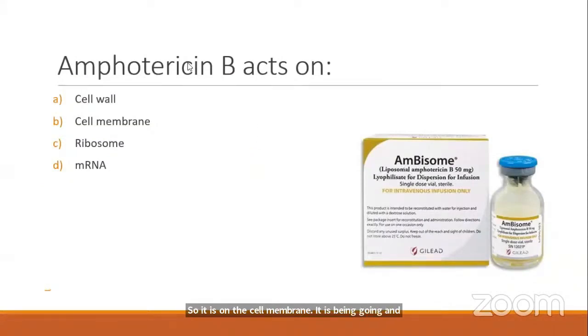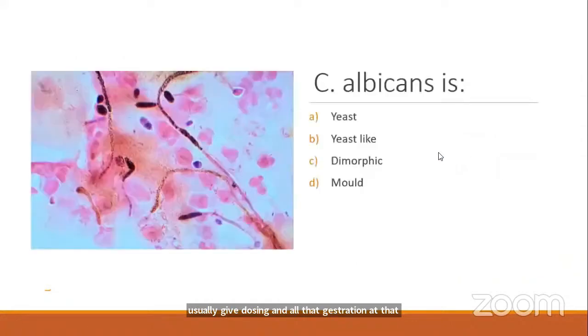Amphotericin B is highly toxic for our kidneys. So we usually give dose adjustment using liposomal components. Okay, so it is called AmBisome. So what about this? This is Candida albicans. It belongs to which group of fungi? There are different groups. Yeast-like, mold, or filamentous fungi. Yes, it is a yeast-like form.